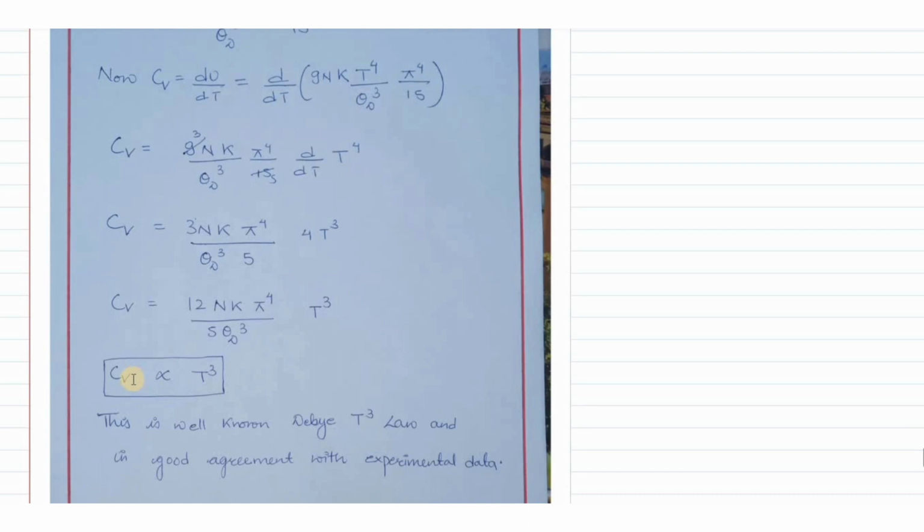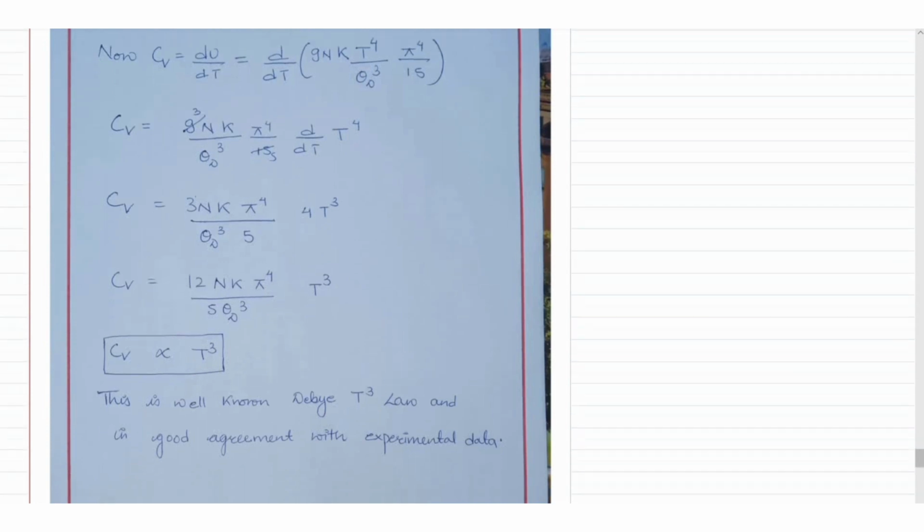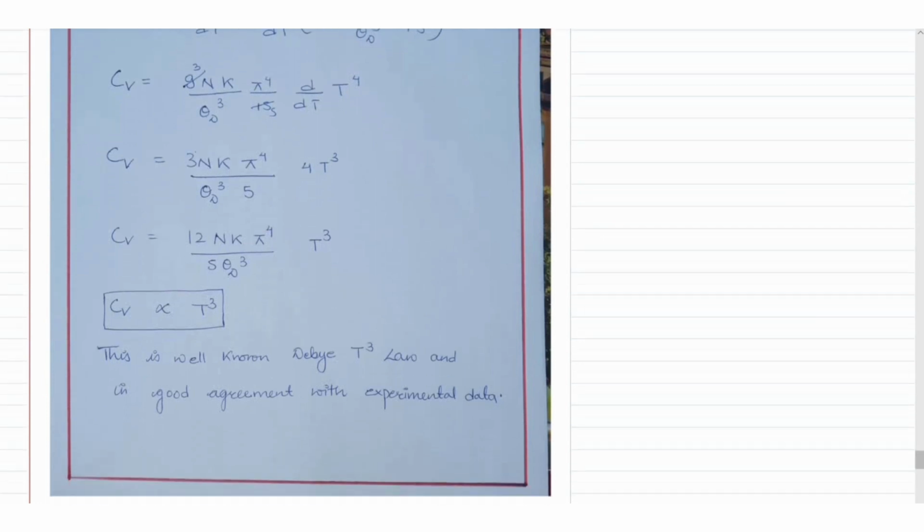So here we find that Cv is directly proportional to T cube. This is the well-known Debye T cube law and is in good agreement with experimental data. So Debye's law showed that the specific heat Cv is equal to 3R at high temperature, and at low temperature Cv is proportional to T cube. So Cv decreases with temperature.